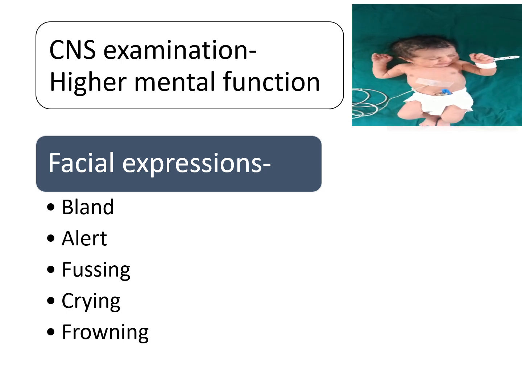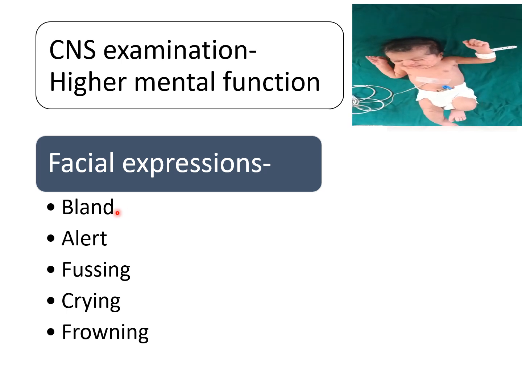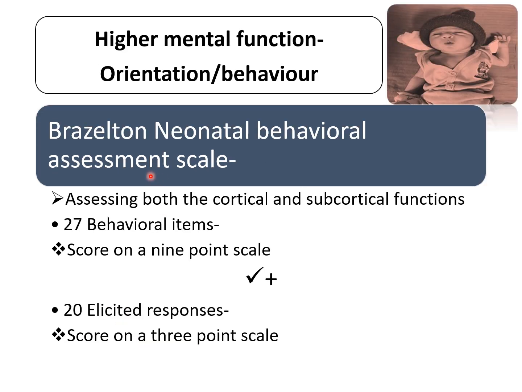Then observe the facial expression of the newborn baby, either bland or alert or fussing or crying or frowning can be there. Then we have to assess the behavior of the newborn baby. We can assess by the Brazelton Neonatal Behavior Assessment Scale. In this, we are assessing both cortical and subcortical function. There are a total 47 items we have to assess. 27 behavioral and 20 we have to elicit the response.